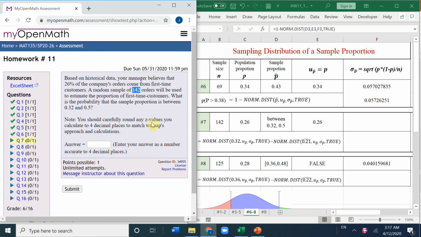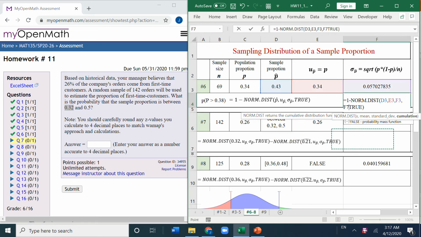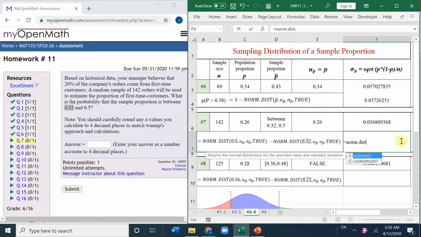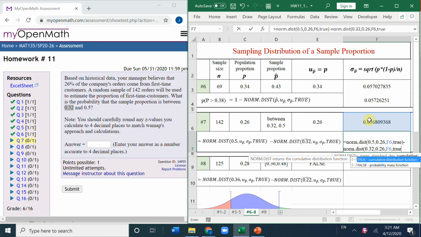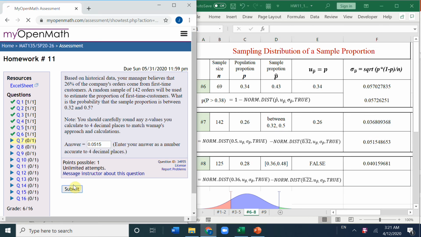Number 7: n is 142. This is p. The sample proportion p hat is between 0.32 and 0.5. So this is the between case. It goes norm distribution, upper bound 0.5, the mean is 0.26, and the standard deviation, and 2 minus norm distribution, lower bound is 0.32, then mean is 0.26, sigma, and 2. We get this answer. We input.